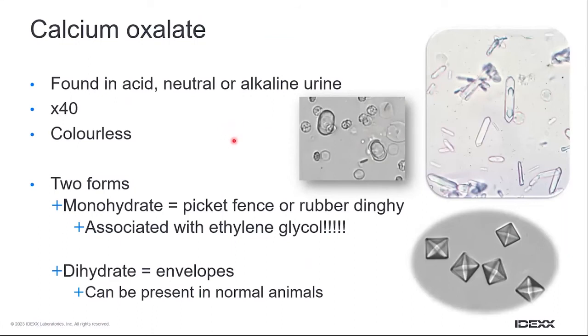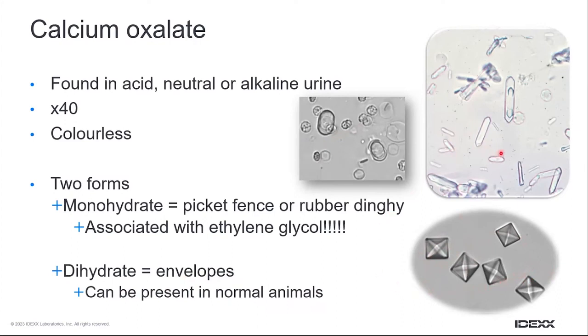Calcium oxalate crystals can be found in acid, neutral, or alkaline urine, more typically in acid to neutral in my experience. We will see them at times 40 objective. They tend to be colorless. We can see that 2 forms exist, so I'll go through these on the right-hand side of the slide here. We can see at the bottom, we've got ones that kind of look like envelopes, if you'll give me that. These are the dihydrate forms. So these can be present in normal animals, both dogs and cats. So seeing these does not necessarily mean need to overreact. These can be present in totally healthy animals, as well as in pathological states.